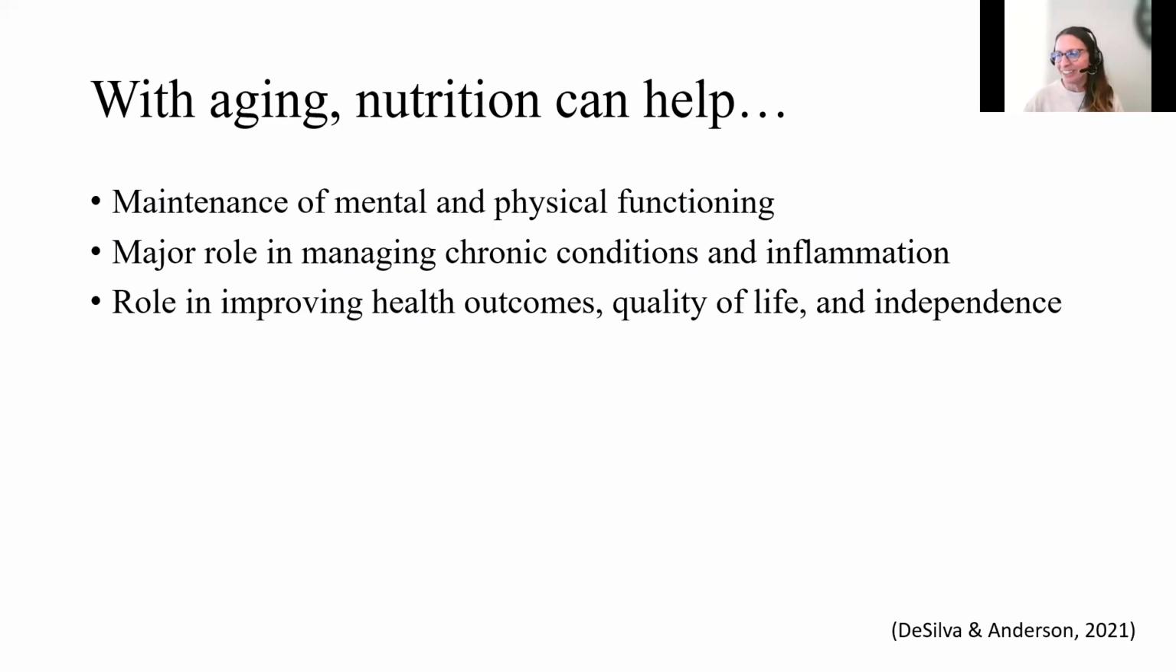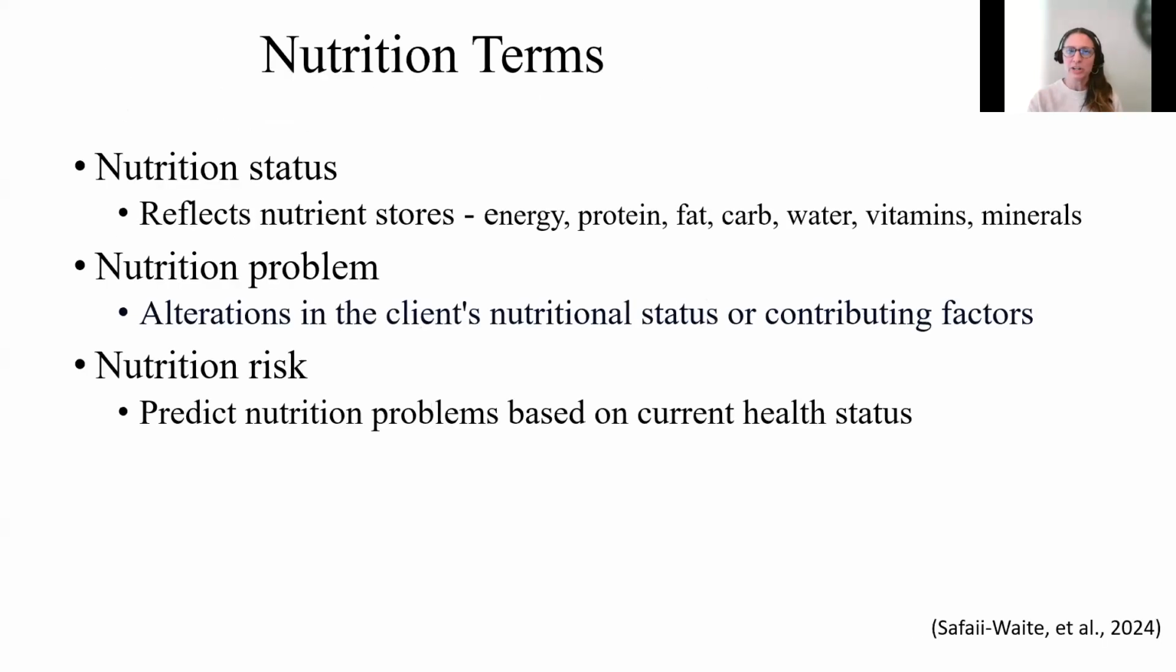So why does it matter? Definitely, nutrition can make a big difference in mental and physical functioning for the older adult, and with prevention and management of chronic conditions and inflammation, all of these lead to better quality of life, more independence, and better health outcomes for the aging adult.